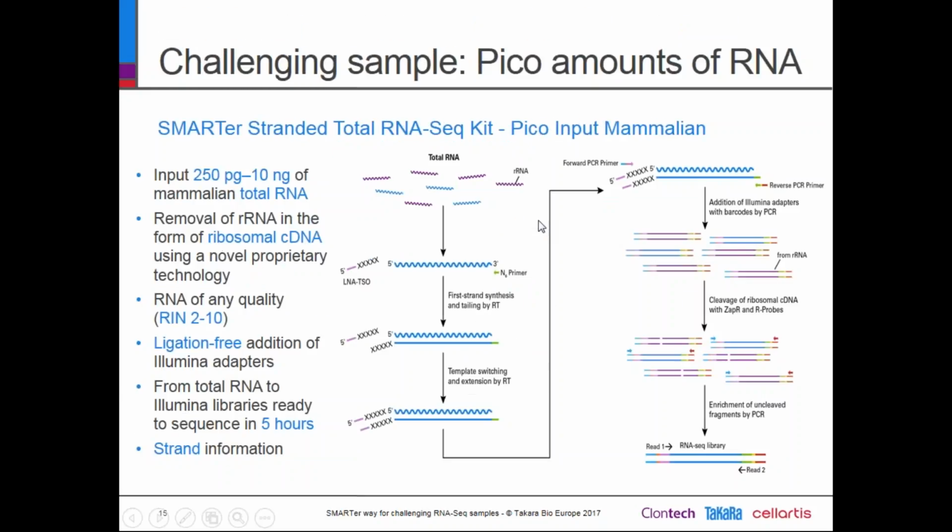And this is what the SMARTer Stranded Pico Input Mammalian kit allows. You will be able to start with as low as 250 picogram of total RNA, and then you will do reverse transcription, cDNA synthesis, amplification, and using a proprietary technology, you will be able to target ribosomal cDNA sequences, using what we call ZAP-R and R-probes, and degrade those, and then you will be able to enrich your library for your non-ribosomal cDNA fragments.